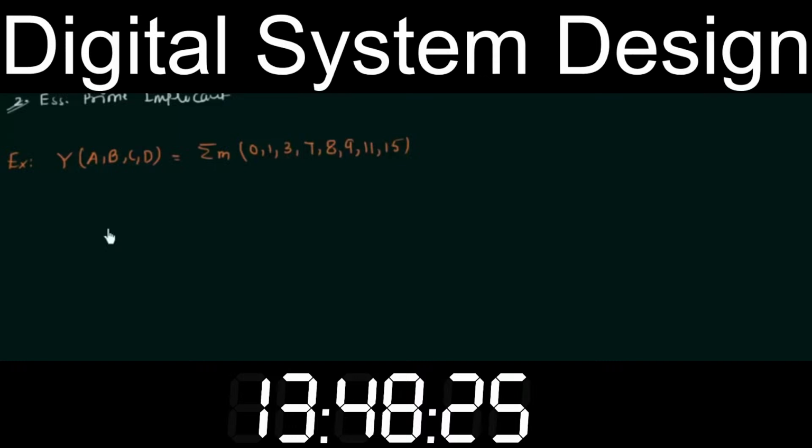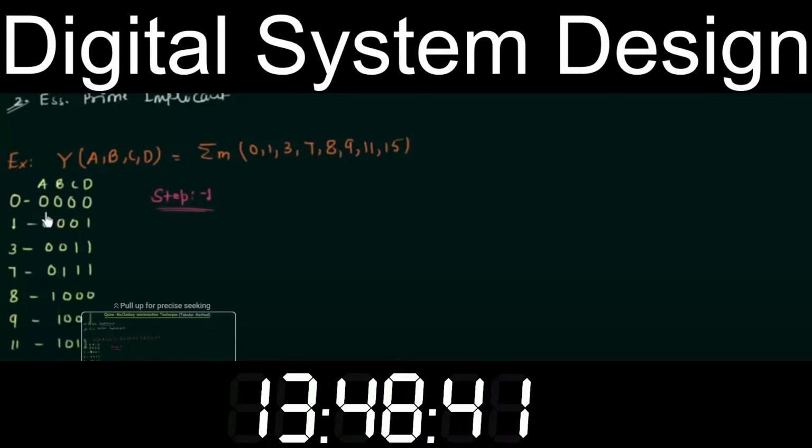Before that, I will write down the binary equivalent for these min terms. I hope you already know these things. No need to write down in your exam, but for reference, I'm going to write down the binary equivalent of 0 is 0, 0, 0, 0. For first group, we are going to have the min term with no 1. It means 0 is going to be in the first group.